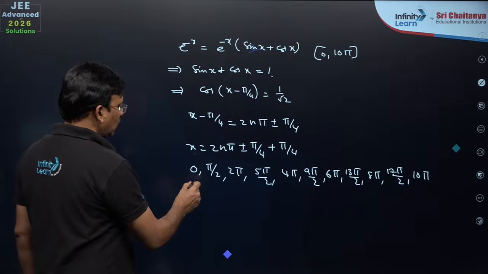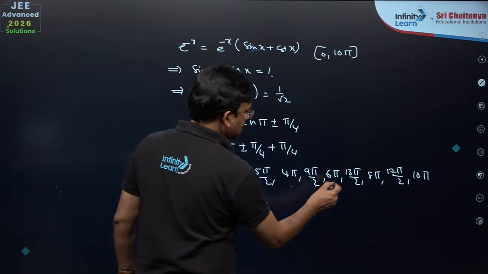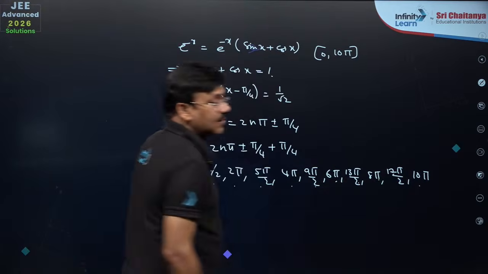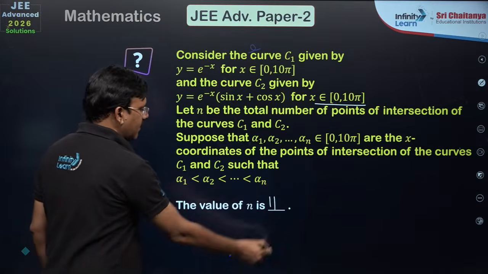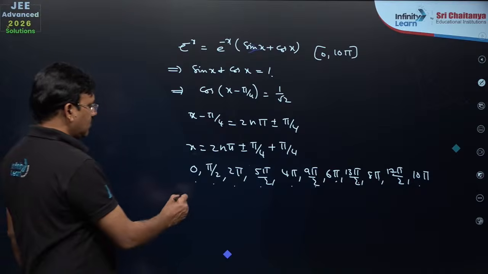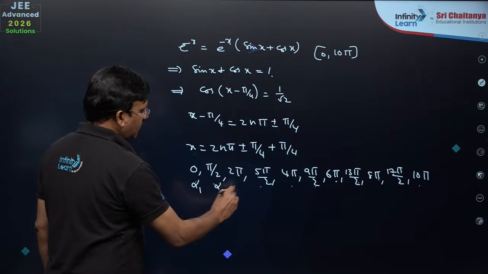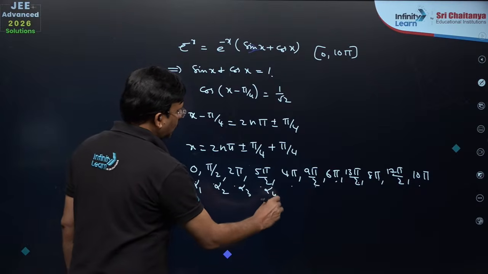You just count here 1, 2, 3, 4, 5, 6, 7, 8, 9, 10, 11. There are 11 solutions, my dear friends. The value of n is 11. Smallest is alpha 1. You see, this is alpha 1, this is alpha 2, alpha 3, alpha 4, like this.